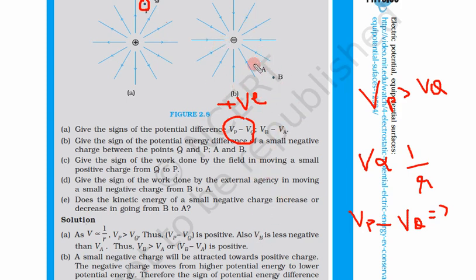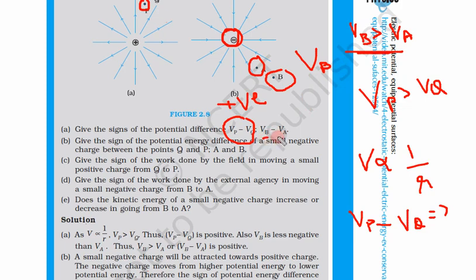Now again at this point, VB is far and VA is near. But here we have to see that it is a negative sign. So VB must be less negative, and VA is more negative. So VB is greater than VA because the sign is negative. Though VB is far, the sign is negative, hence VB must be greater than VA.